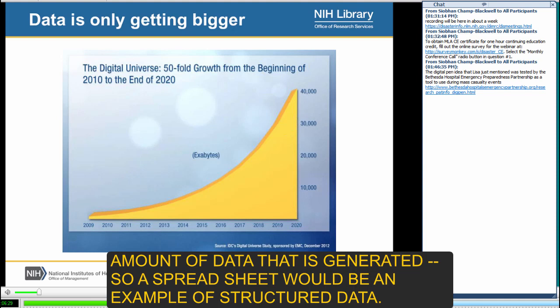So this is a huge problem to be thinking about. How are we going to work with all of this data? Where are we going to store it? How much do we need to save? Do we really need to save all of it?